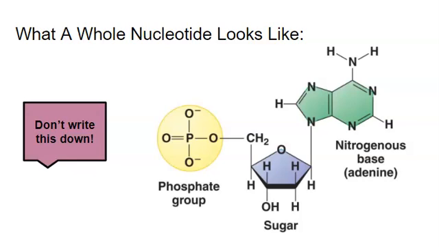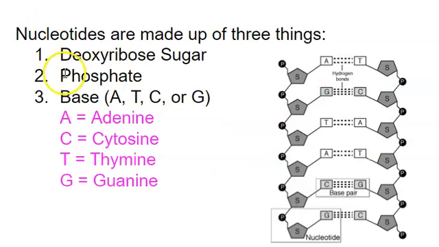Now, when we talk about these bases, A stands for adenine, C stands for cytosine, T for thymine, and G for guanine. So you're going to write these down. Most of the time, we're not going to use the big words for them. We'll just use the abbreviated letters. And you can see those over here.